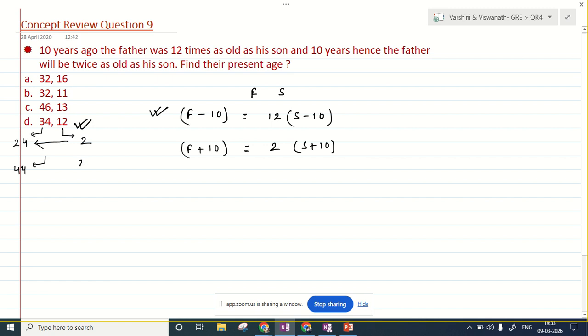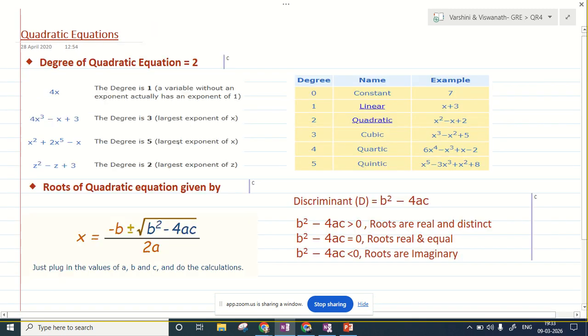44 and this is 22. Correct? And this is 2 times. Second condition also satisfied. So I can go from the options solving this question. Okay, let's go ahead.